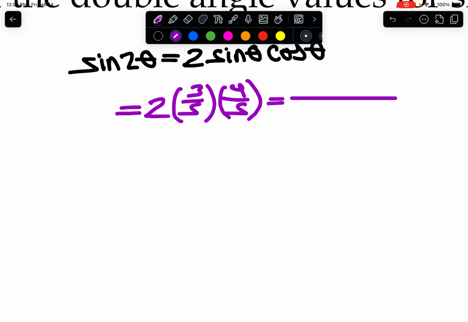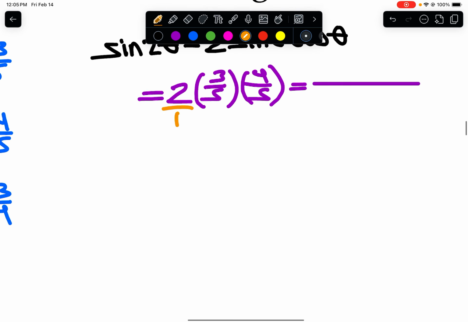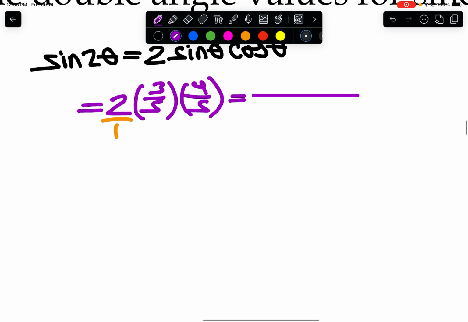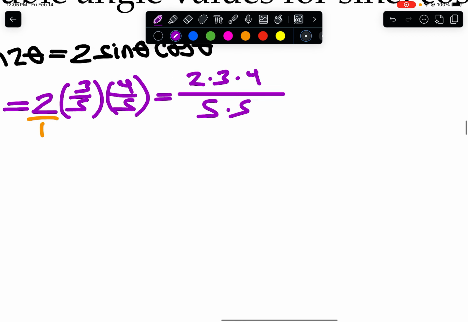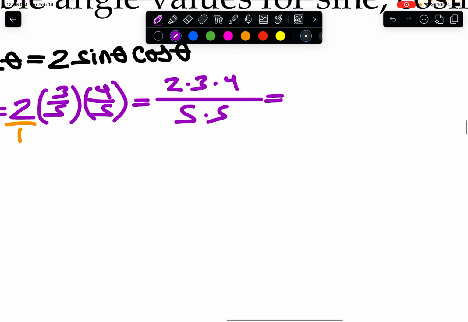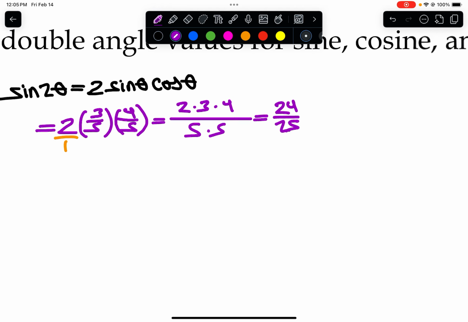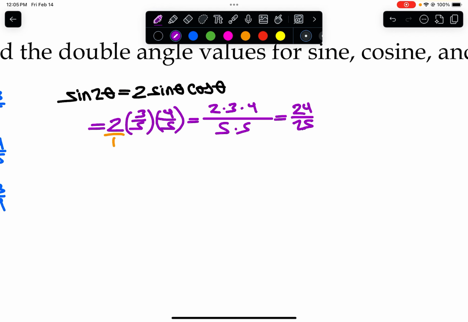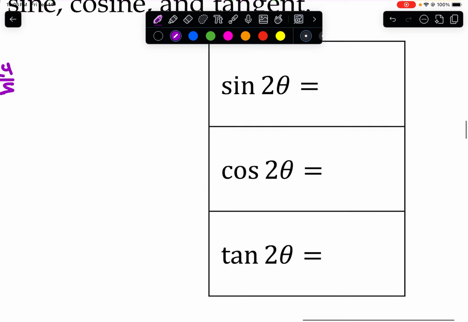So in the top, this 2, you could say this is the same as 2 over 1, if it helps. So then this would be 2 times 3 times 4 over 5 times 5. So 2 times 3, which is 6, times 4, which is going to be 24, over 5 times 5, which is going to be 25. So my double angle for sine is going to be 24 over 25.